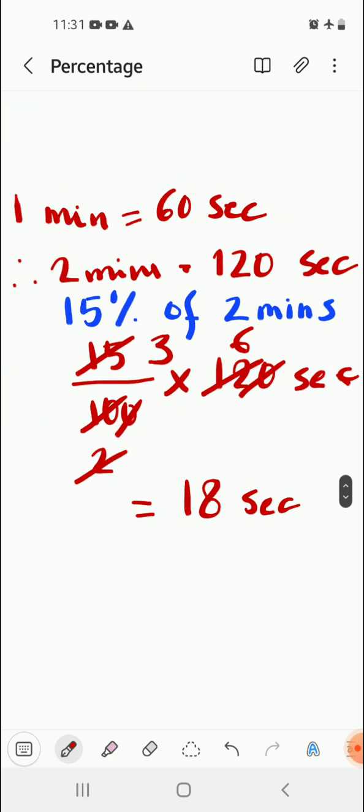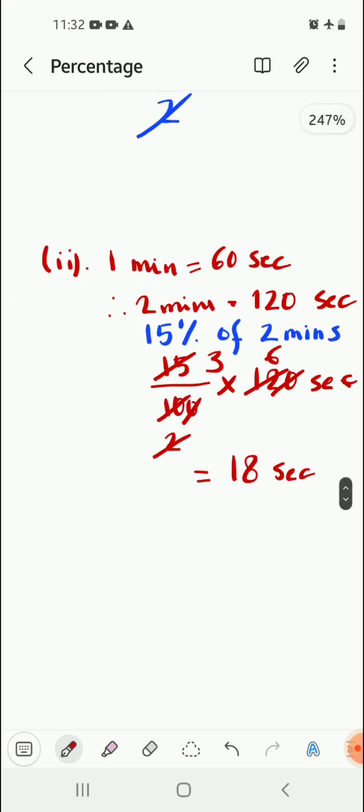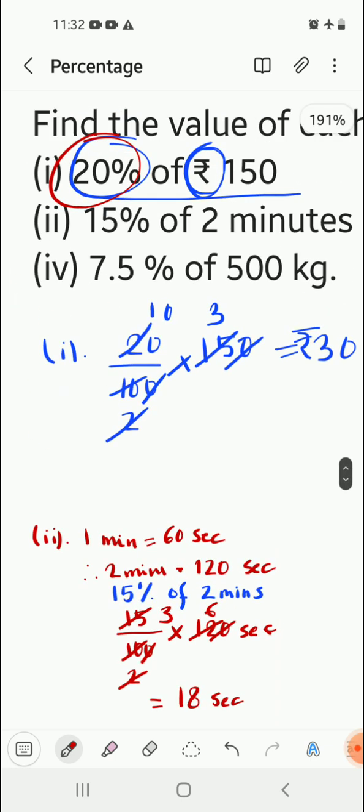If we wouldn't have converted it into seconds, our answer would have been a bit complicated because we'd get answers in fraction and then later on again multiply the answer by 60 in order to find out 18 seconds. So what we did is convert into seconds beforehand. Follow this step whenever the number given to us is small. Like here it was given only 2 minutes. So that is why, because it's a smaller number, in that case we have to convert. Otherwise maybe it was not required. Next question, 15% of 2 minutes is done.